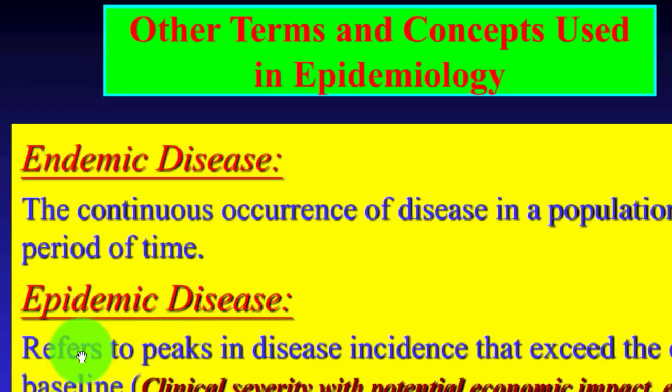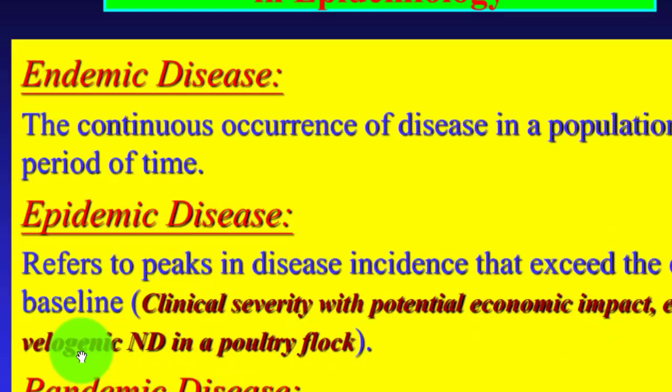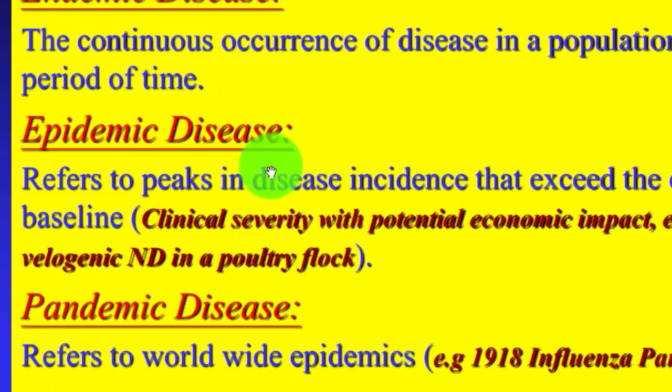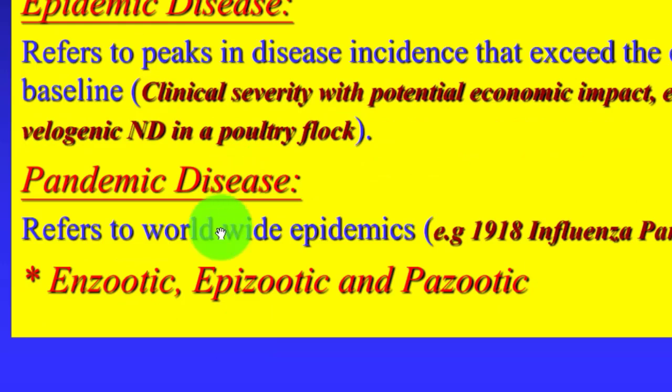Other terms and concepts used in epidemiology: endemic disease, the continuous occurrence of the disease in a population over a period of time. Epidemic disease refers to peaks in disease incidence. Pandemic disease refers to worldwide epidemics.